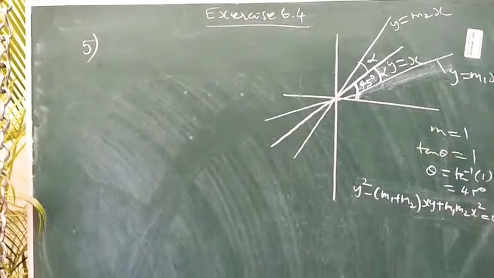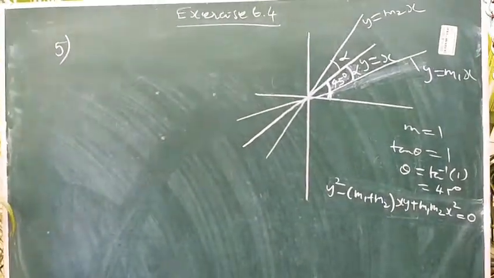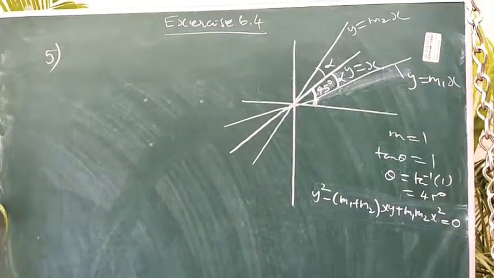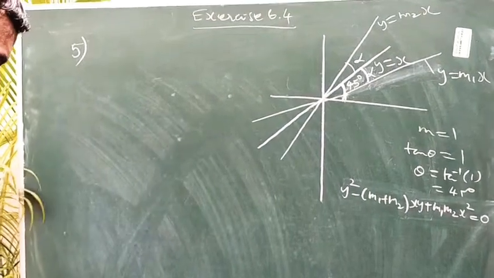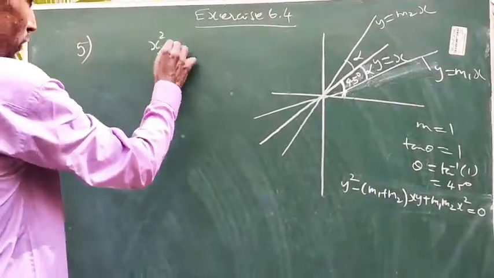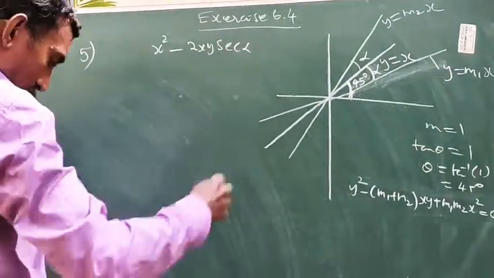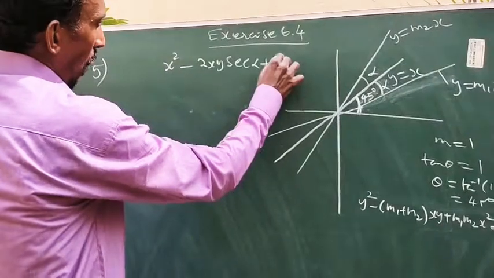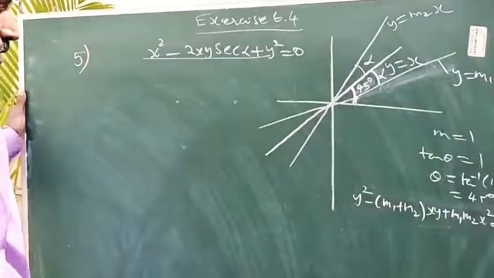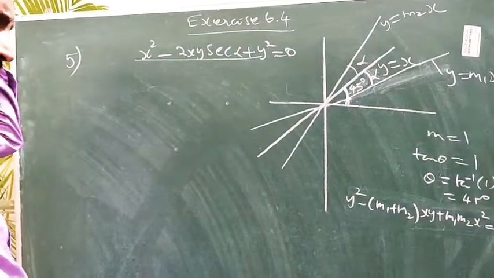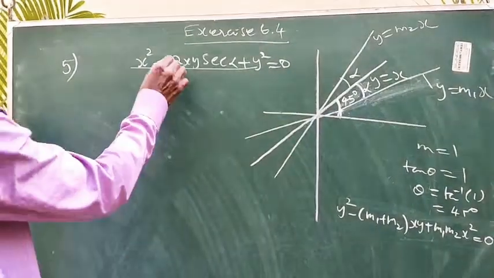Question number 5 in the exercise 6.4. Prove that the equation of the straight lines passing through the origin, each of which makes an angle alpha with the straight line y equal to x is x square minus 2xy secant alpha plus y square equal to 0. So our aim is to prove the pair of lines passing through the origin and making an angle alpha with the line y equal to x is this answer.